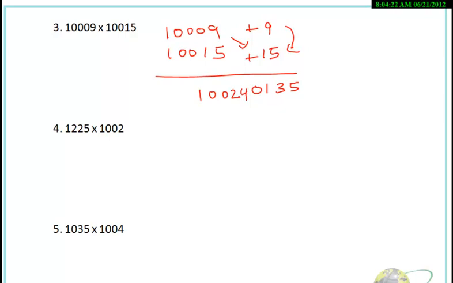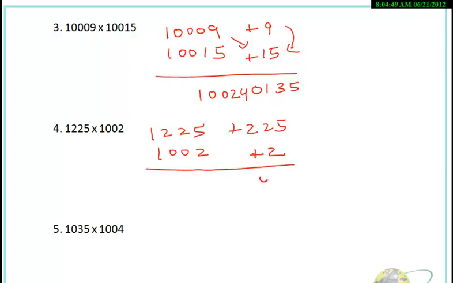The calculation is so simple, friends, even your calculator will not be able to calculate accurately. Okay, let's begin with this question. 1225 into 1002. It is 225 more than 1000 and it is 2 more than 1000. So 225 into 2 is 450, and add them. So 1225 plus 2 is 1227. We are working faster than a calculator.